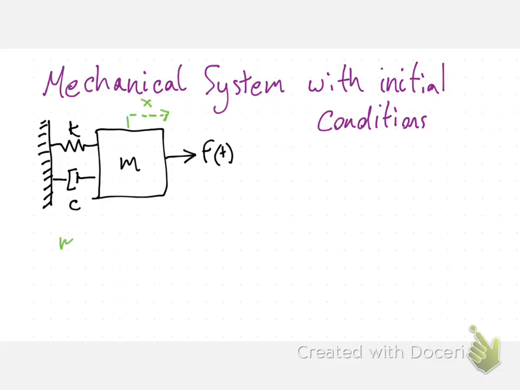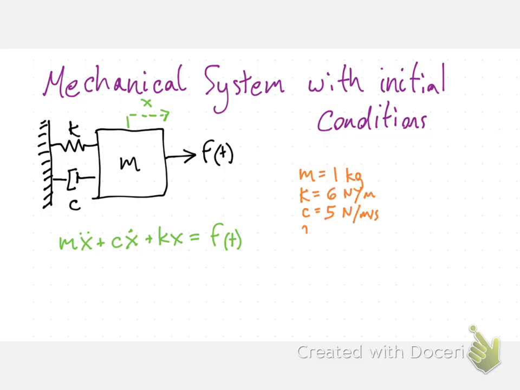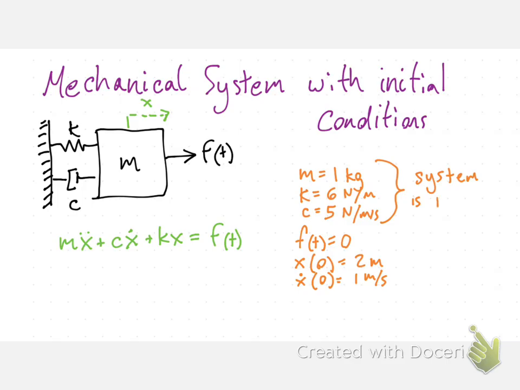So we've defined which direction x is in. We have this governing equation. So that's all going to stay the same because those are part of our system parameters. We're also going to keep the same mass spring damper values, but we're going to say that our input force is 0 and that we have an input position of 2 meters and an input velocity of 1 meter per second. So the system has not changed, but the inputs affecting the system has.